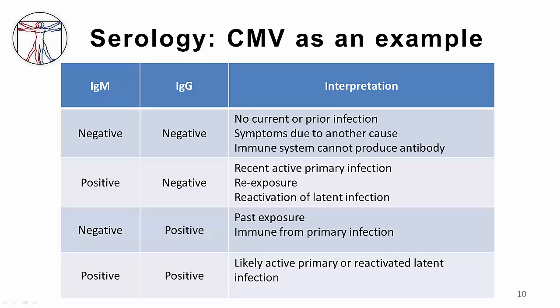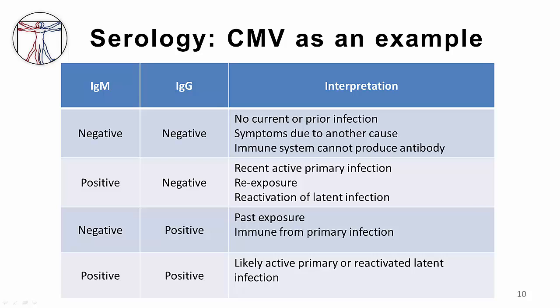A positive IgM with a negative IgG is usually indicative of a recent active primary infection. However, the production of IgG antibodies may naturally decrease over time, so that this result is not necessarily diagnostic of an acute infection. It may also indicate that someone has been re-exposed to CMV or that there is reactivation of latent CMV if antibody production has in fact waned.